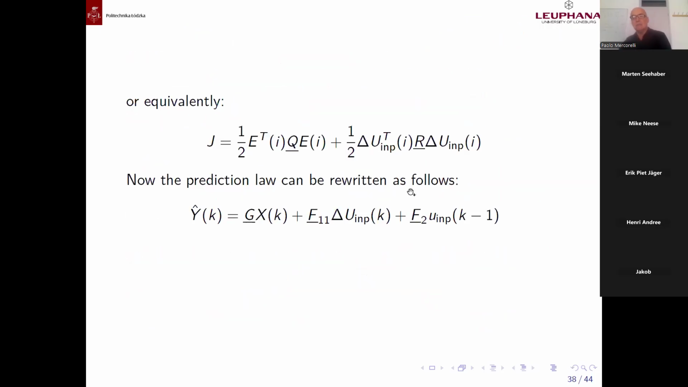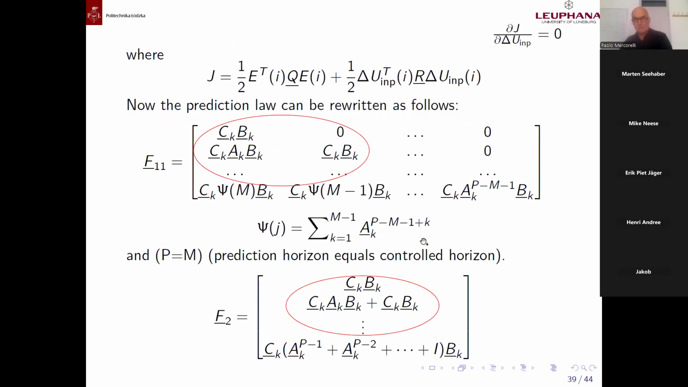And the solution, do you remember this here, in which G is the same, F1 is the same, F2 is this. F11 equals F1.